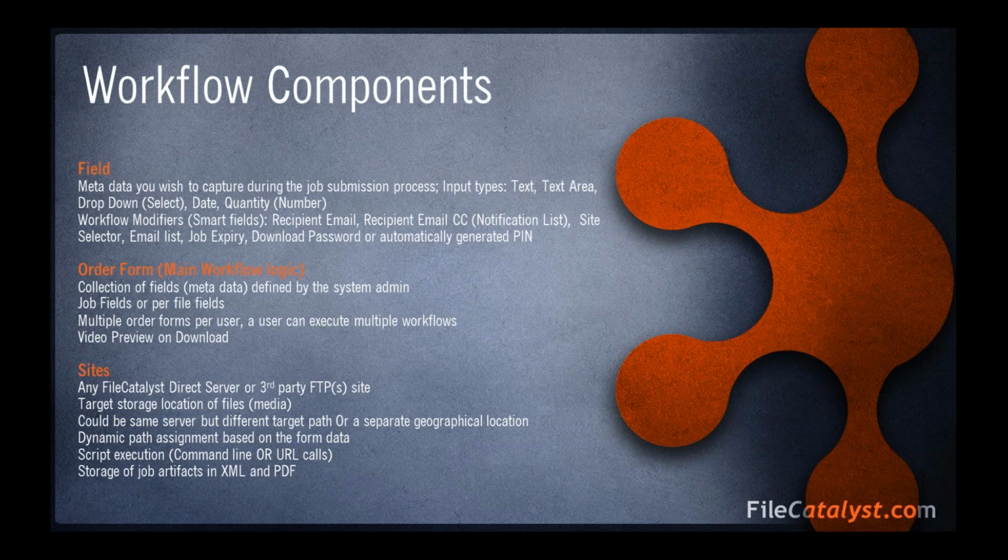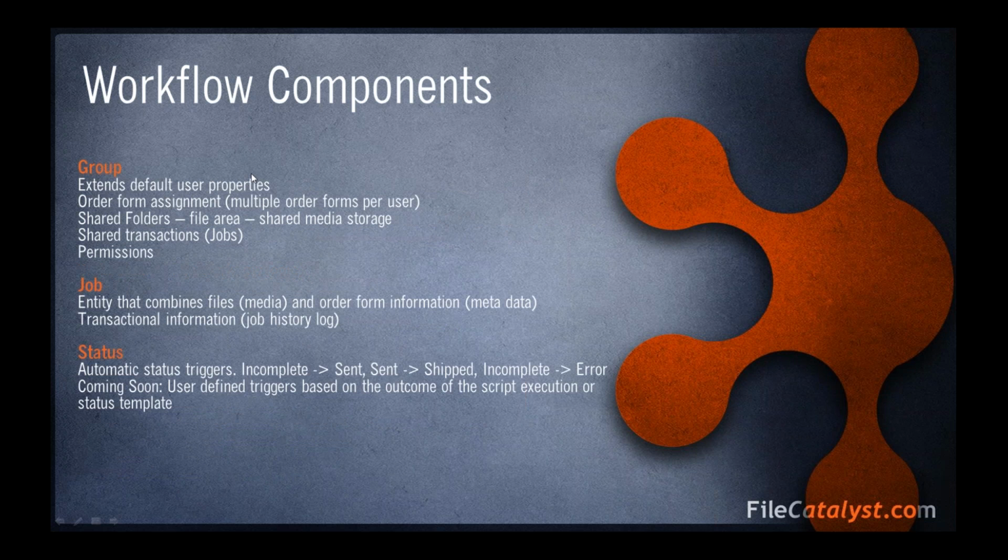I'm gonna let you read this later, but the big thing here is the order form. An order form is a combination of files of a job. It's a combination of metadata fields and the files. The files will be sitting on some kind of a FileCatalyst server or a third-party FTP site. You can overwrite target locations for this site from the order form, and you can also trigger script execution on the back end or call a URL. And then we also store all the job artifacts as XML, JSON, or PDF if you want a third-party application to read this from data submitted from the user.